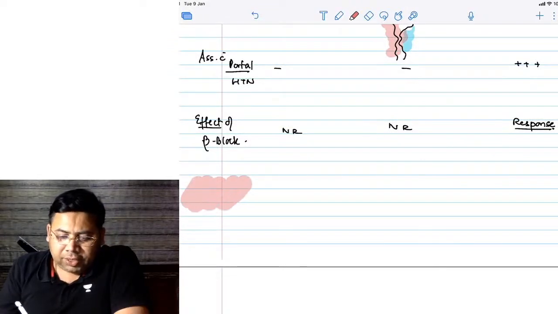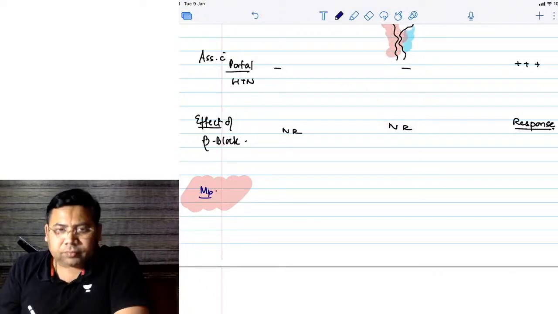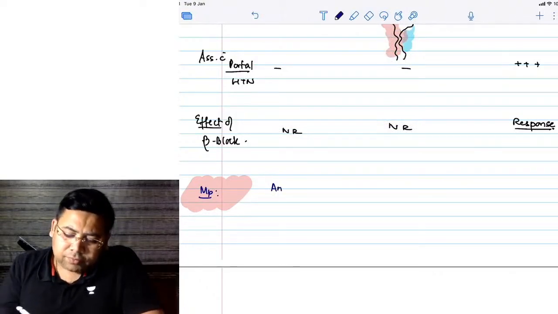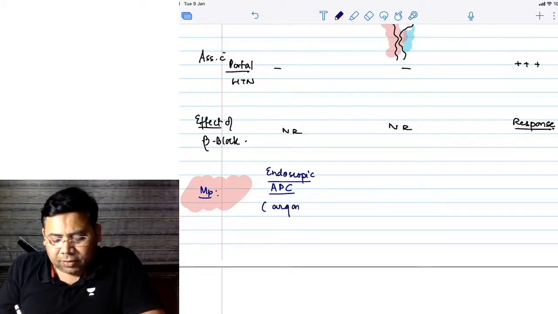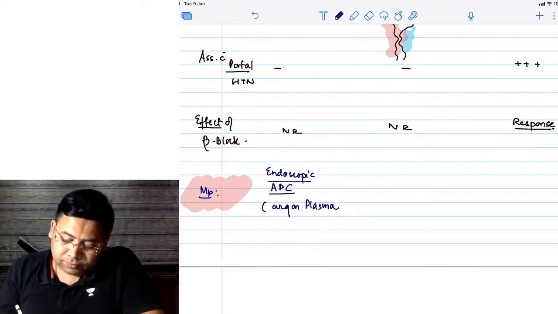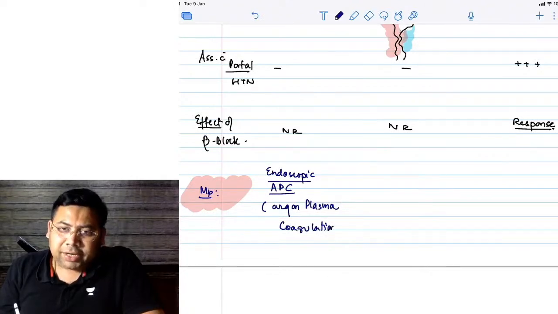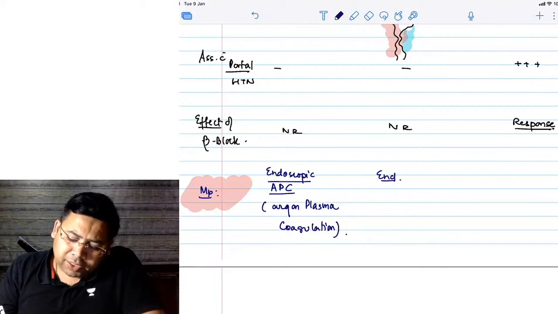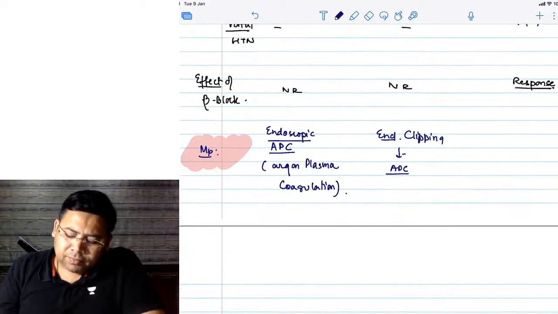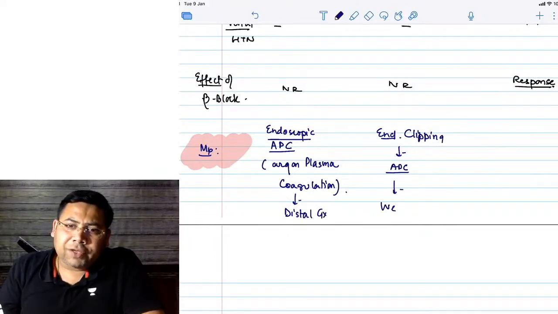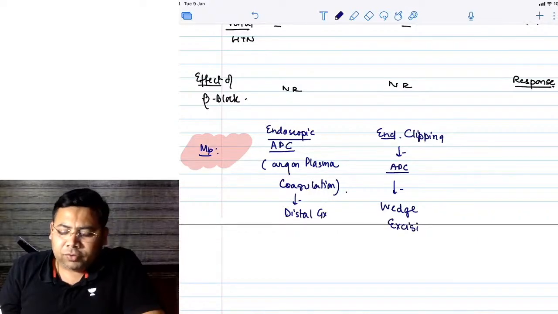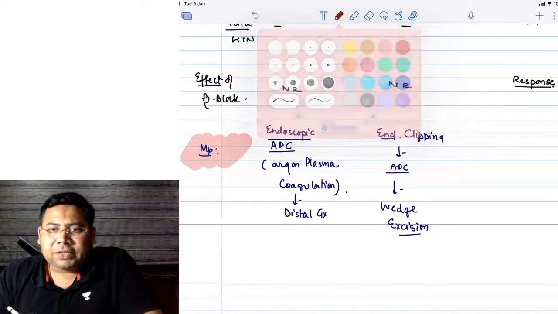Next is what about the management? Here it is angioembolization. It is endoscopic APC. What do you mean by endoscopic APC? Argon plasma coagulation. What about this second one? Endoscopic clipping. If it fails, APC. But if APC fails here, you go for distal gastrectomy. Here again, if it fails, you will go for wedge excision of the part involved. What is the management of this portal hypertensive gastropathy?